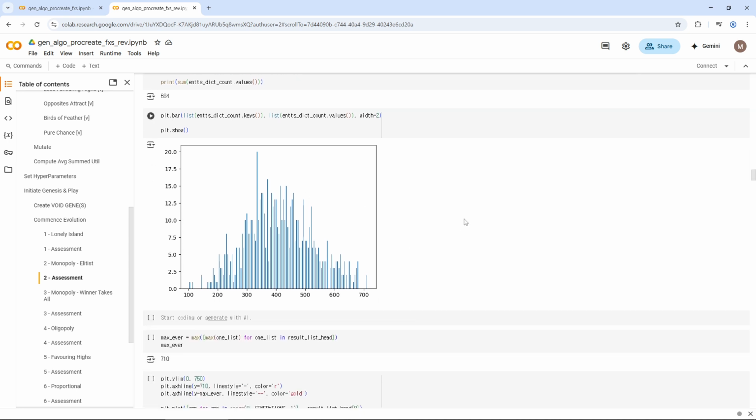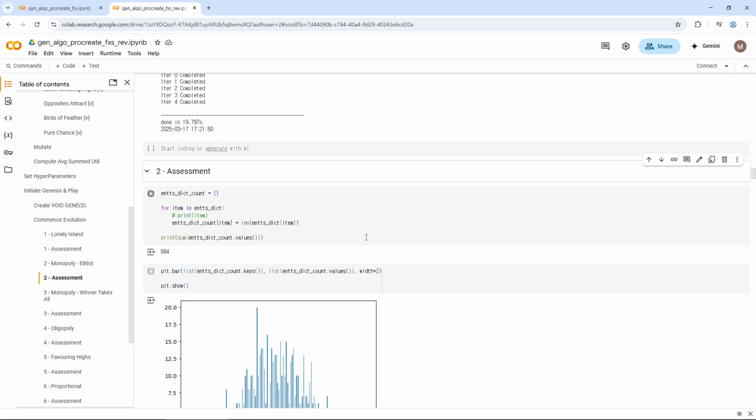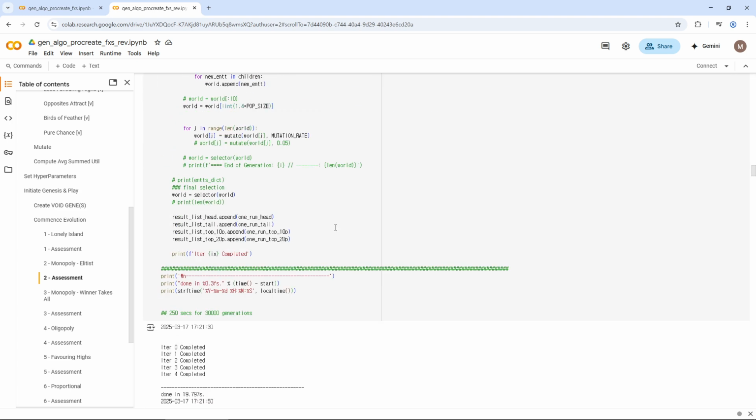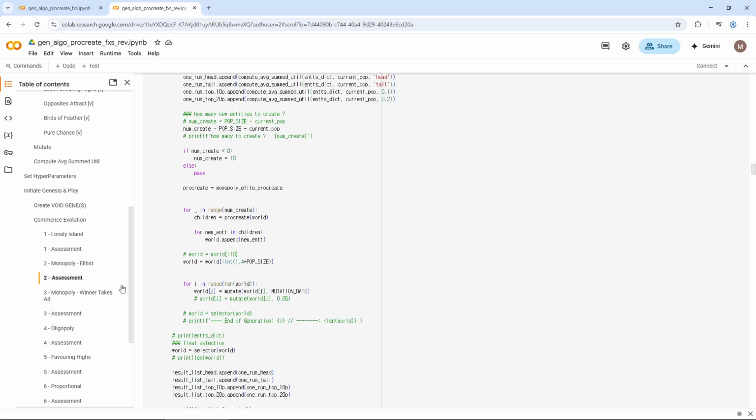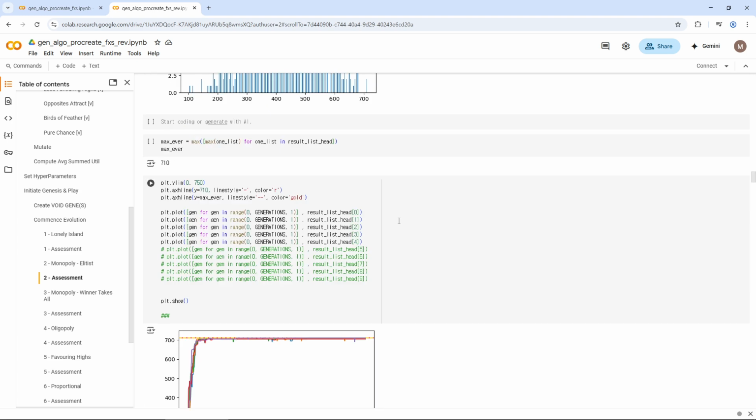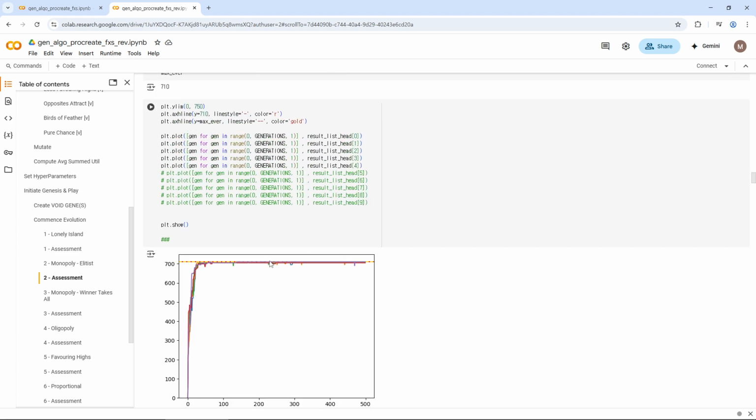Again, this is also a snapshot. This is the distribution of the 5th iteration. And here are the heads. So this is also kind of decent, as all the heads are above the 700 mark, sometimes touching 710.